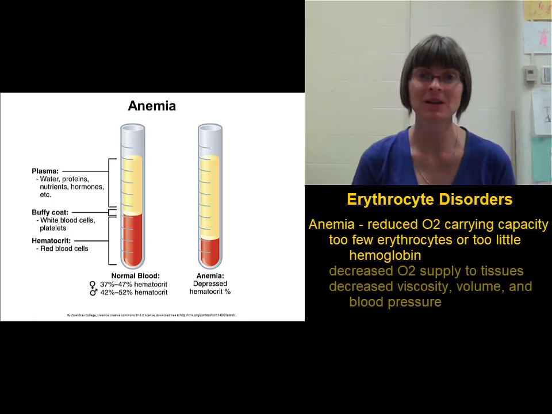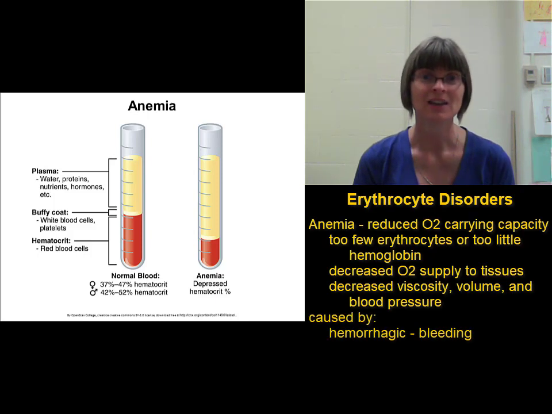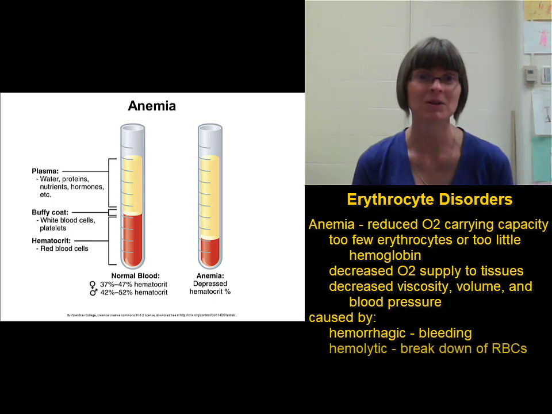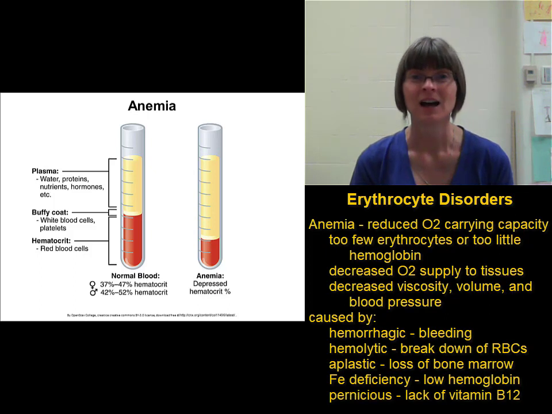The big problem with anemia, obviously, is that you can't carry enough oxygen. So low oxygen supply to the tissues, as well as reduced blood pressure and blood viscosity, are all issues with anemia. There are a number of different types of anemia based on what actually causes the reduction in oxygen carrying capacity. There's hemorrhagic anemia, hemolytic anemia, aplastic anemia, iron deficiency anemia, pernicious anemia, sickle cell anemia. All of these have the potential to cause anemia.